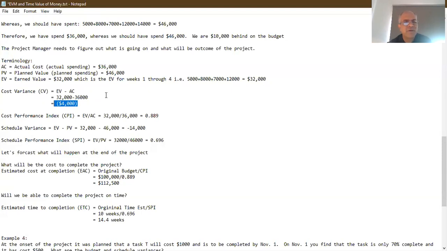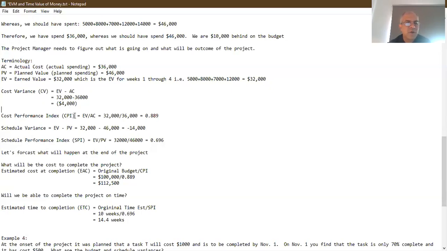If this was a zero, then basically whatever we had planned to do and what we have actually done were equivalent to each other. So we were neither behind on the money, nor were we spending more than the money that we should have spent, right? So our project would have come out on budget, right? Now let's go further a little bit.